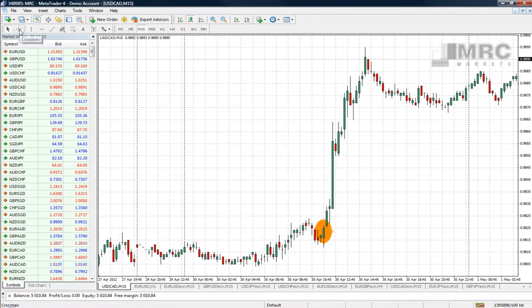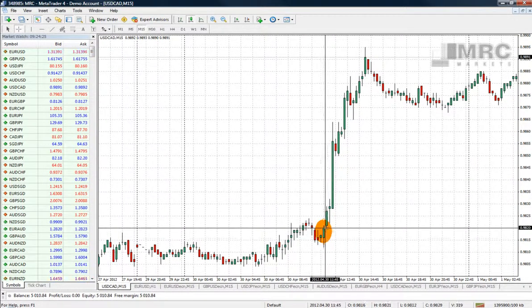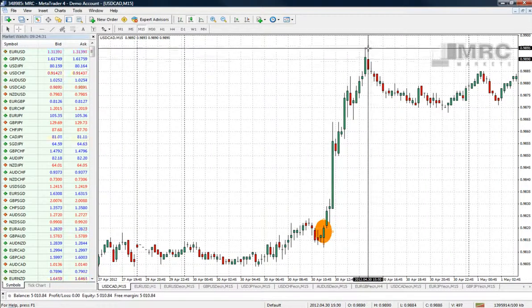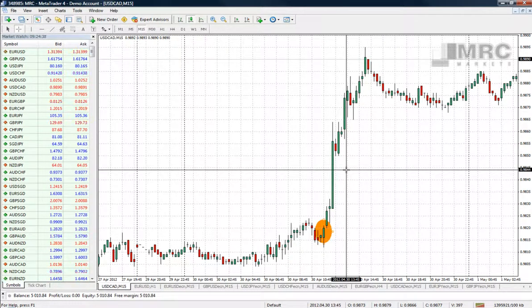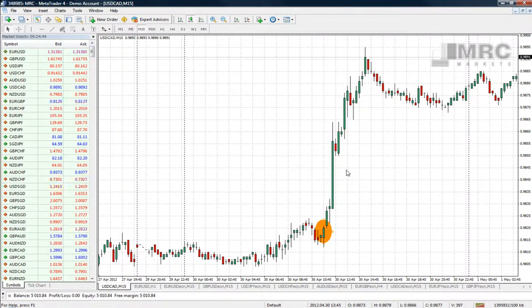For example, if you'd have bought just after this candle, the price would have been 0.9820, and it went all the way up to 0.9895. So you could have made 75 pips here in around 2 to 3 hours. So a very good trade that you could have done, and that's all on just trading based on GDP data.